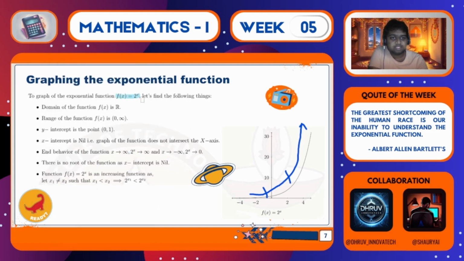In this case, our function is 2 to the power x as specified. The domain of the function is R and the range of the function is 0 to infinity. Anything to the power 0 is always 1. That's what you should always keep in your mind.